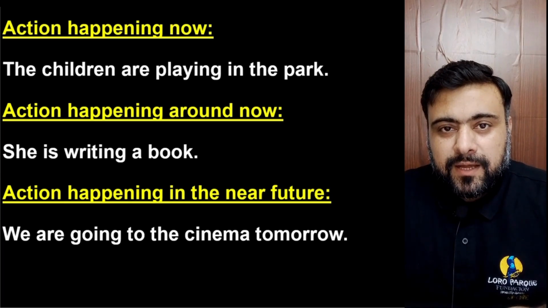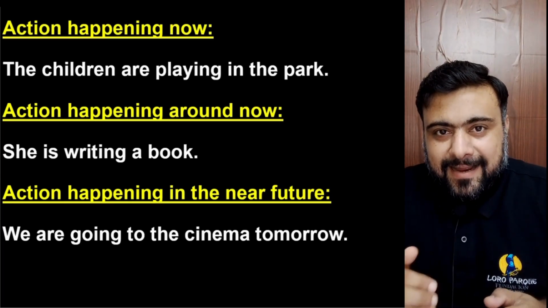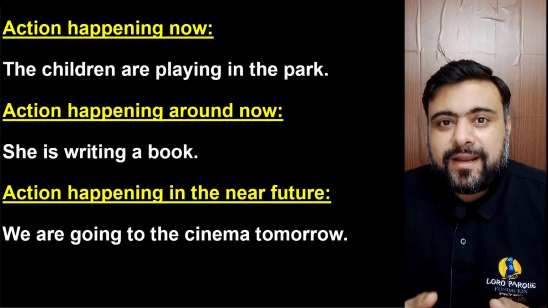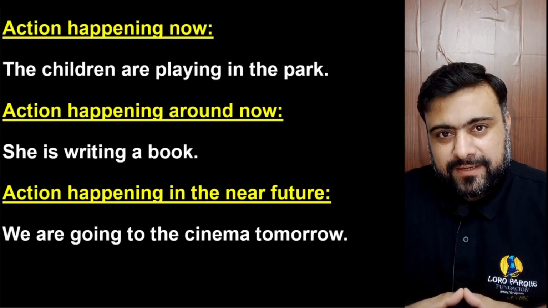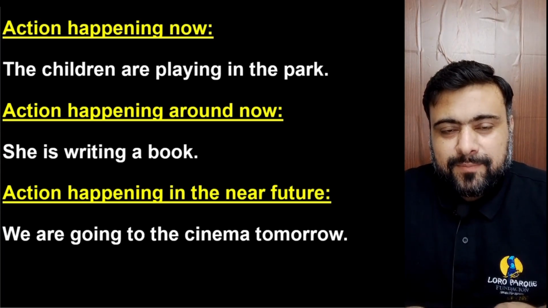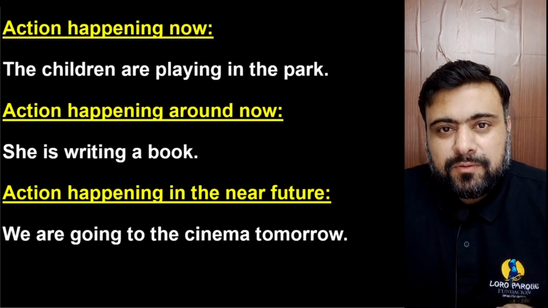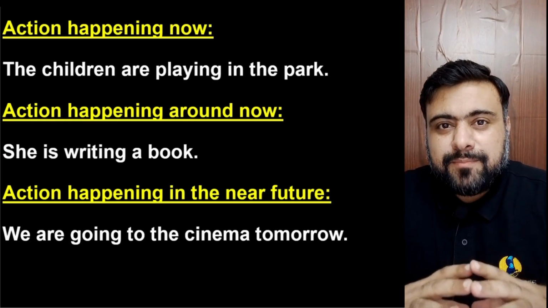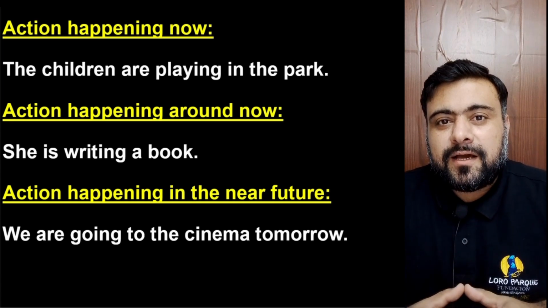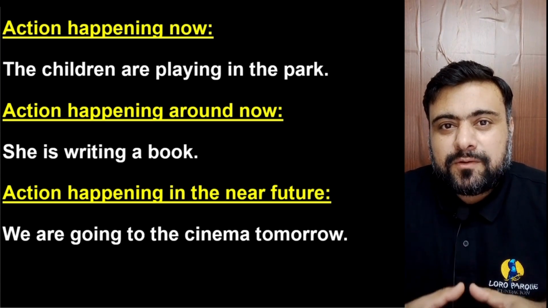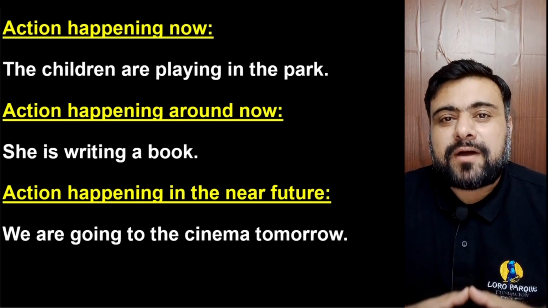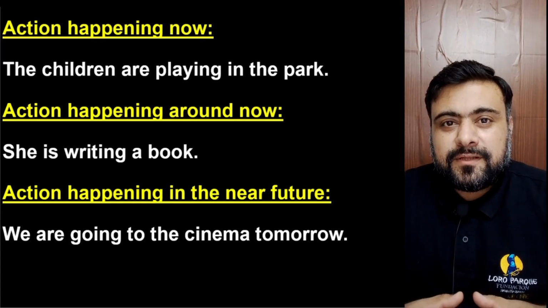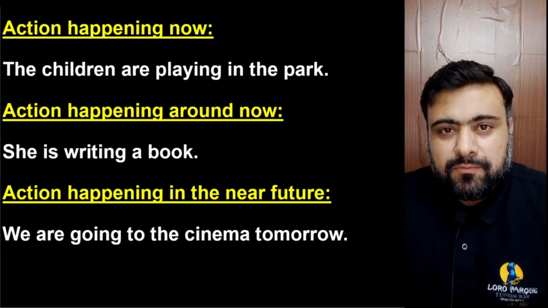It is around now, before and after now. A little before and a little bit after now. She is writing a book. She was writing a book before now, and she will be writing a book a little after now. So it is the middle of the whole process in which the book is being written. So she is writing a book is the example of action happening around now.